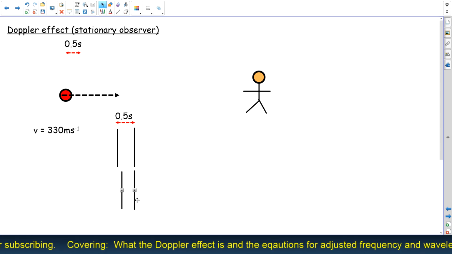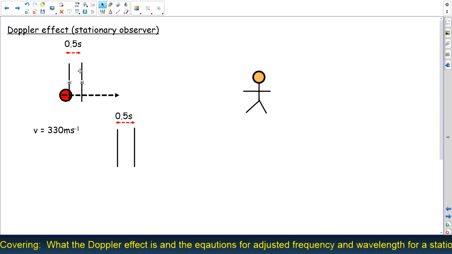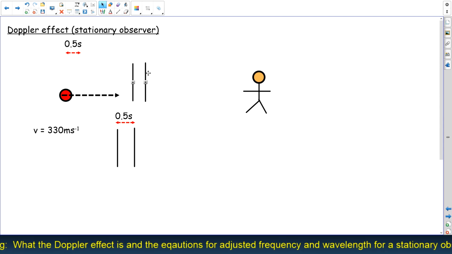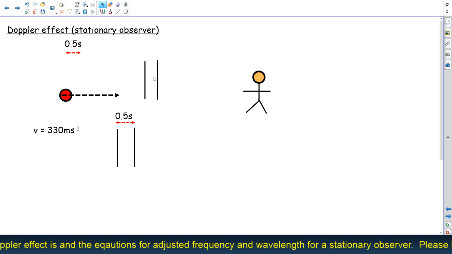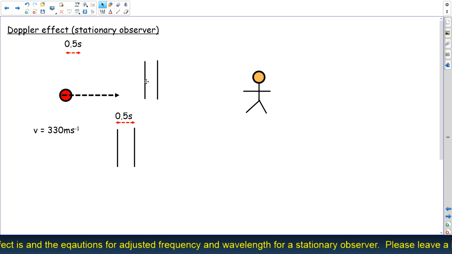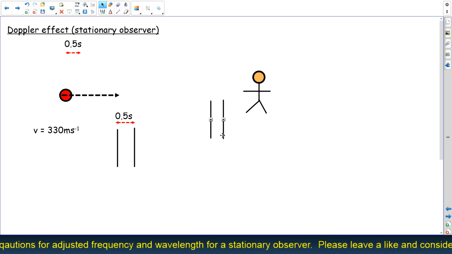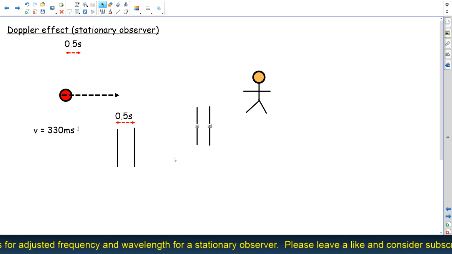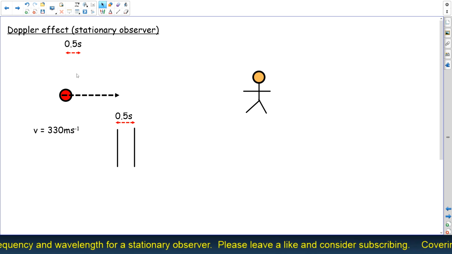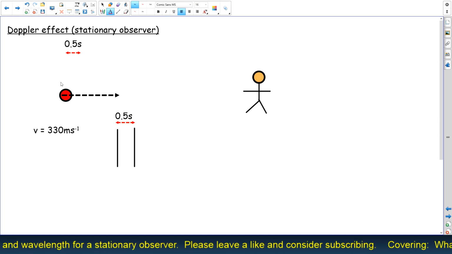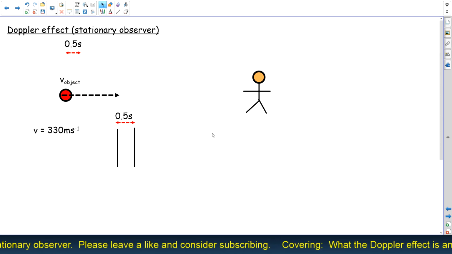It's important to note that the time now between these two waves arriving is not 0.5 seconds. They were produced 0.5 seconds apart, but because they're both moving at 330 meters per second and the distance between them is now smaller, their actual observed frequency is going to be different. That's what we're going to work out today, because we need to know the relationship between v, the speed of the wave, and the speed of this object, which we'll call v object, and how that affects what we hear.